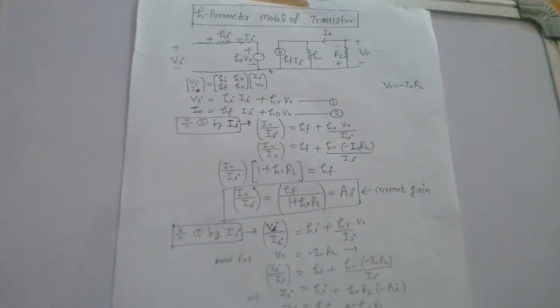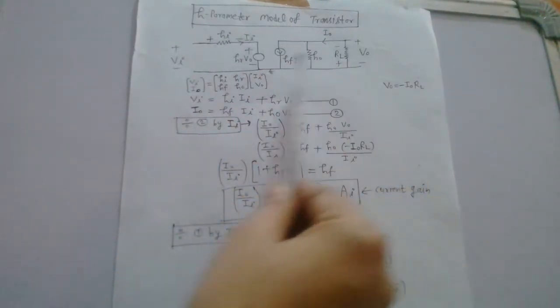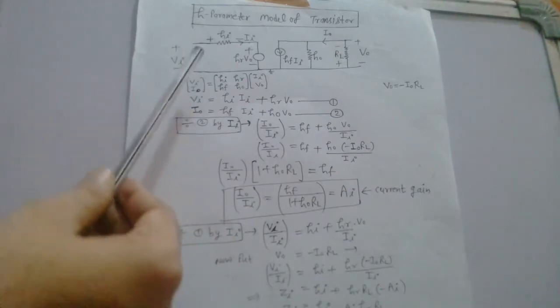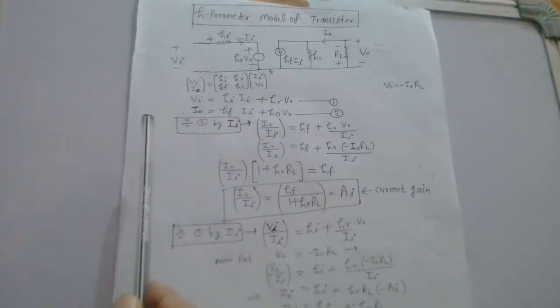So, hello students. In the last lecture, we discussed the H parameter model of a transistor, that is the hybrid parameter model of a transistor, right? In this lecture, we will further discuss the various quantities that you are required to calculate in the numericals, like voltage gain, current gain, input impedance, output admittance, right? So this is the H parameter model of a transistor. I have already discussed how to make this H parameter model, right?